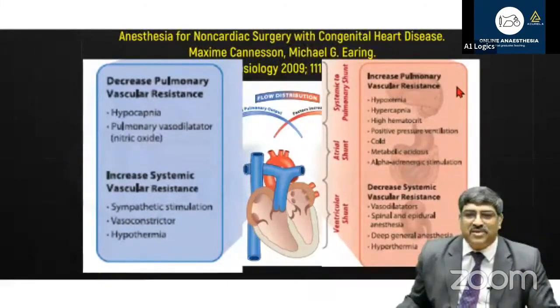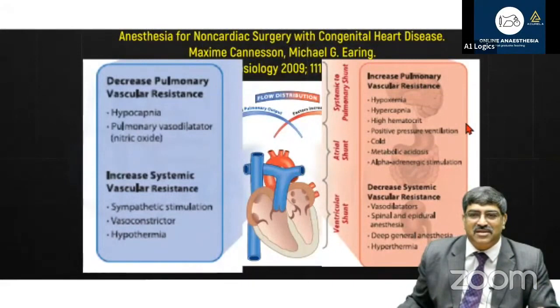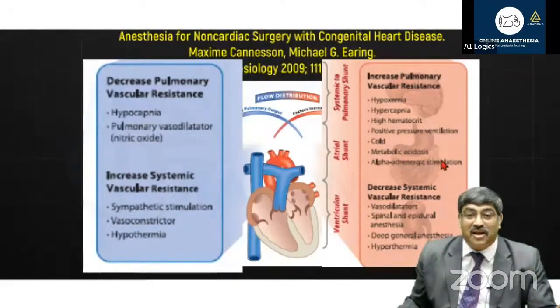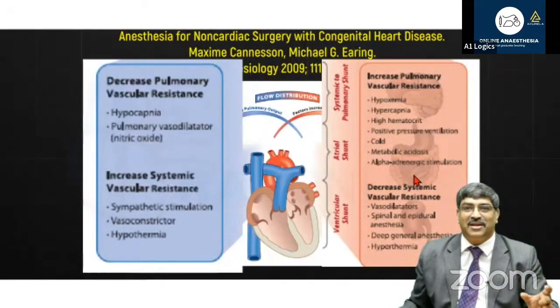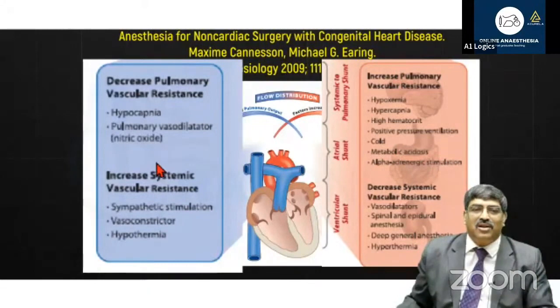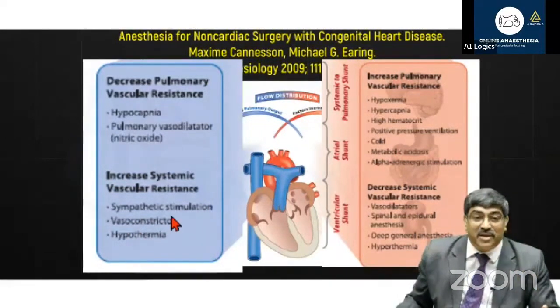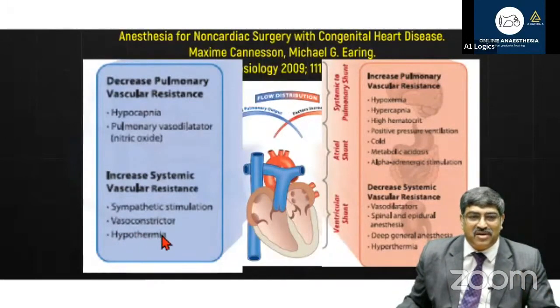What are the factors which increase your pulmonary vascular resistance? Hypoxia, hypercarbia, high hematocrit, positive pressure ventilation, acidosis and alpha adrenergic stimulation. What are the factors which increase your systemic vascular resistance? Sympathetic stimulation, use of vasoconstrictors, and hypothermia.